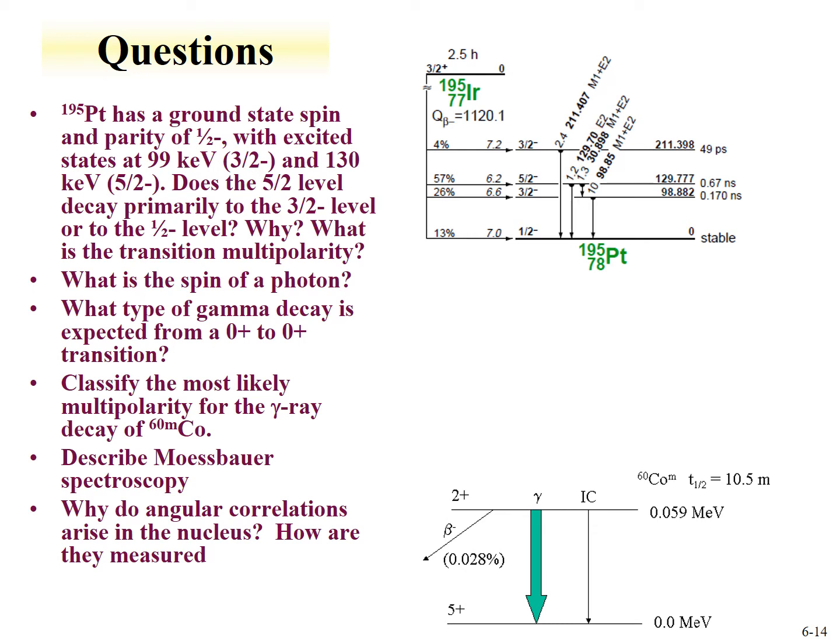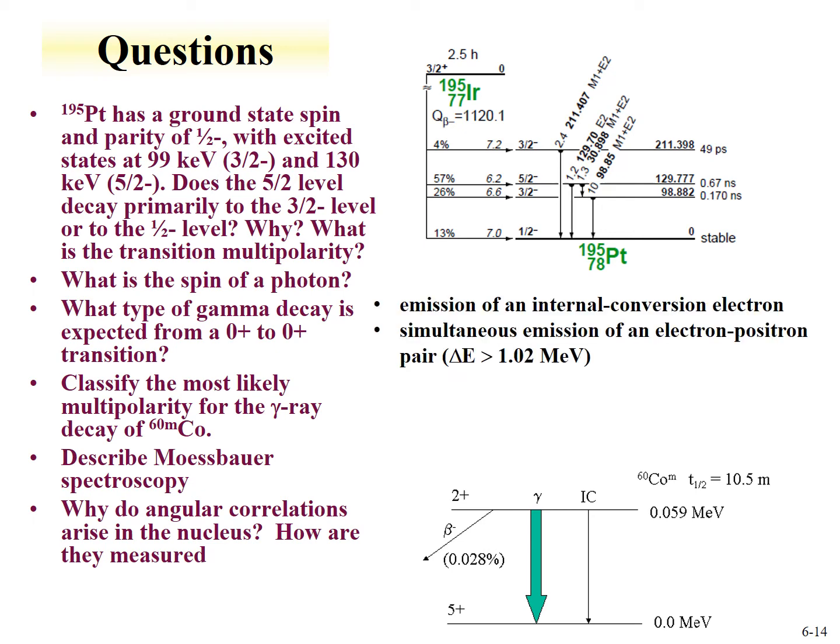Other questions such as what's the spin of a photon? You should be able to review the notes and perhaps other courses for that. What gamma transition types is expected from a 0 plus to 0 plus transition? Photon, this is photon forbidden. Those types of transitions would be emission of an internal conversion electron, so the energy gets transmitted to the orbital electrons, and they can be emitted. Or if it's high enough energy, above 1.02 MeV, you get an electron-positron pair.